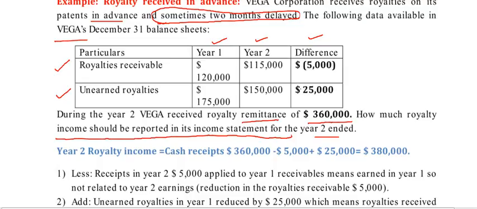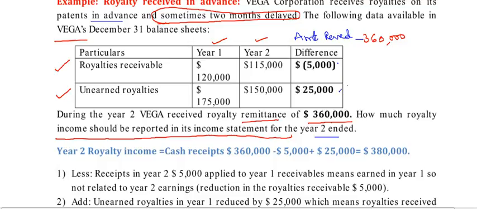Again, year 2. Vega received royalty remittances. Total royalty received, how much? 360,000. Total remittance, this is received only. Please understand, this is the amount received for royalty. So 360,000, and the difference is 5,000 and the difference is 25,000.